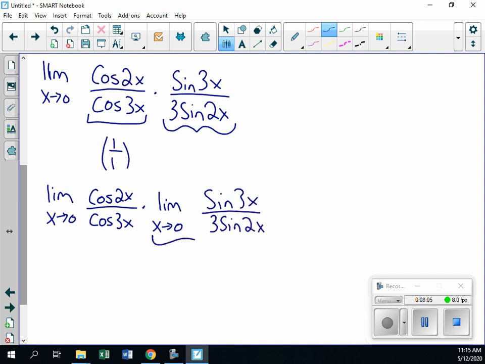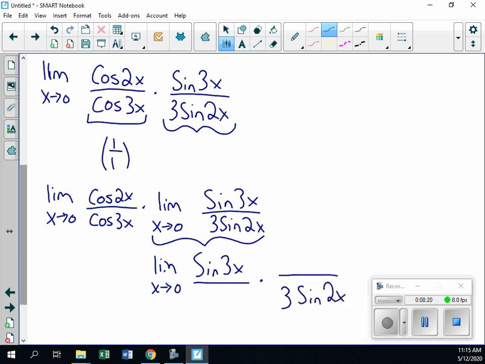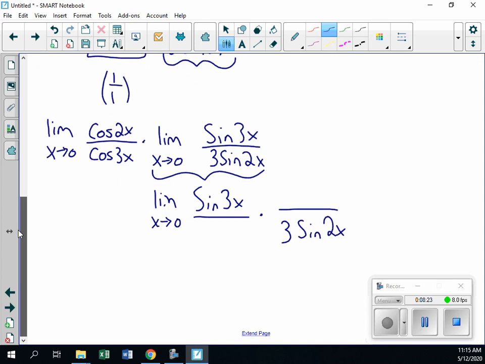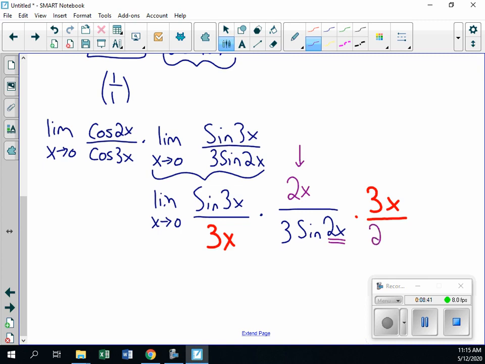Now, to balance this one, we're going to write this as the limit as x approaches 0 of sine of 3x over something, and then I have my 3 sine of 2x over something. So I'm splitting it up. And here's where I'm going to balance it. What do I want to add to the bottom? I want to add a 3x. What I add to the bottom, I add to the top. What do I want to add over here? I want to add a 2x. I want to add this angle. And what I add to the top, I add to the bottom.